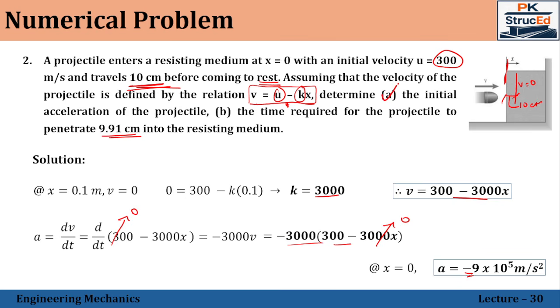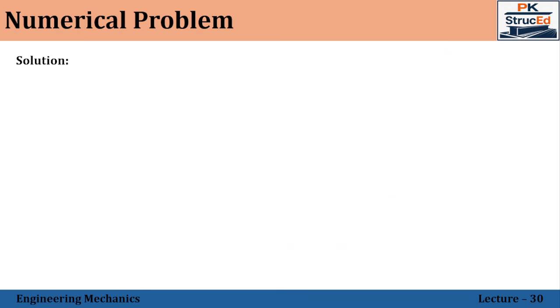So that is the first question, the initial acceleration of the projectile. The second one is the time required for the projectile to penetrate 9.91 centimeters into the resisting medium. That is, we need to find the time over a distance. So v can be written as dx by dt, which is given as 300 minus 3000 x.